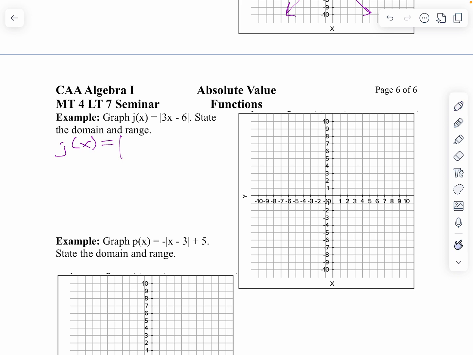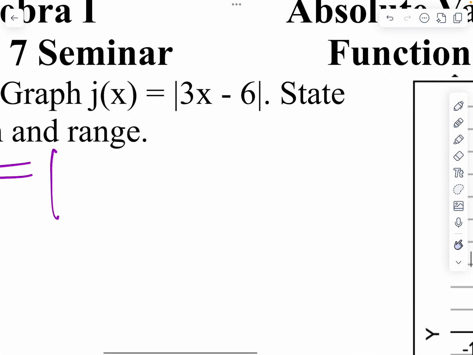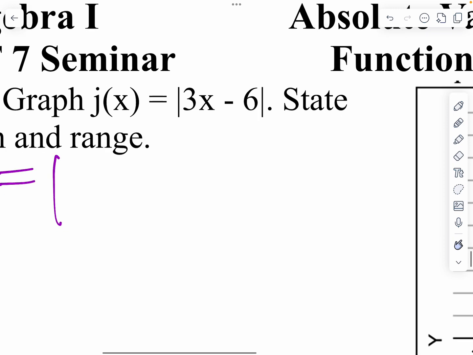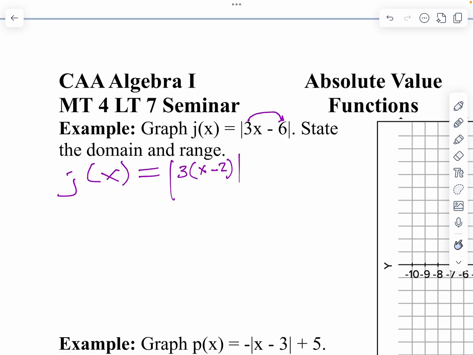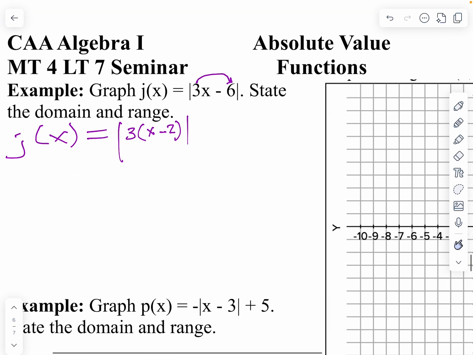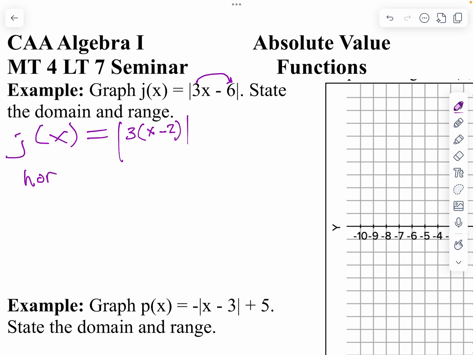What I mean by factor, I mean undistribute. So I'm going to put the 3 and then a parentheses. Well, 3 times x gives me 3x. 3 times what gives me negative 6? Will be minus 2, won't it? So what that does, that tells me I'm going to go horizontally. I'm going to move it to the right. In fact, I'm not going to say horizontal, I'm just going to say right 2.